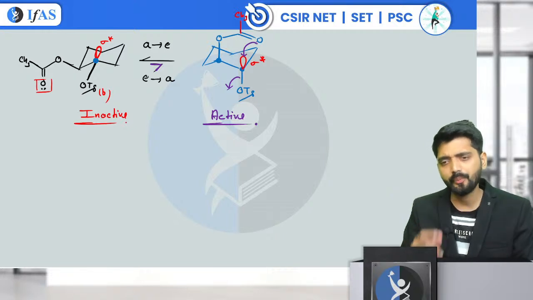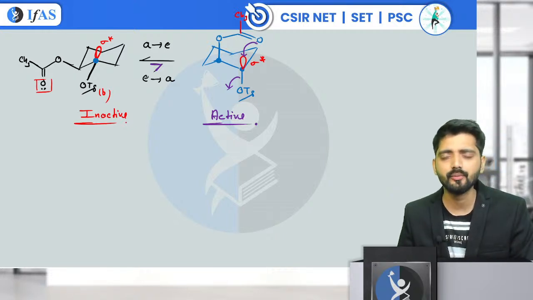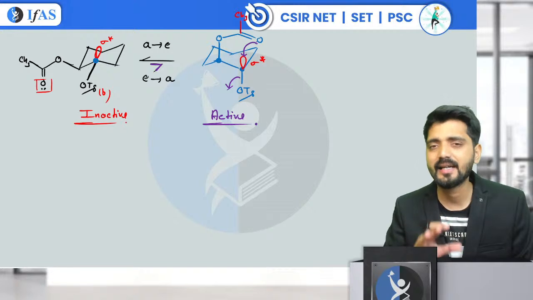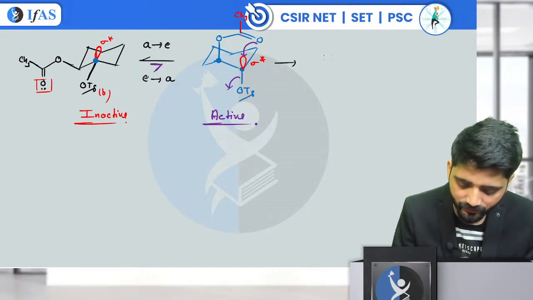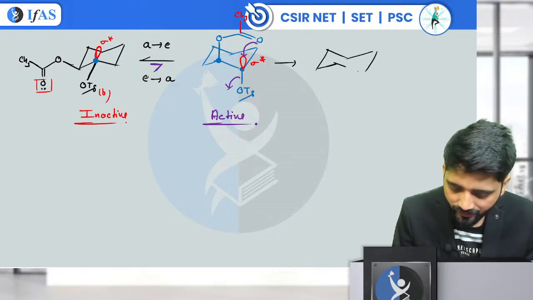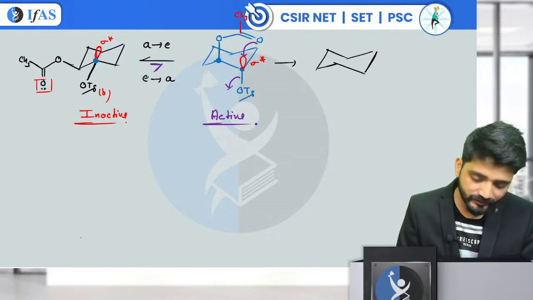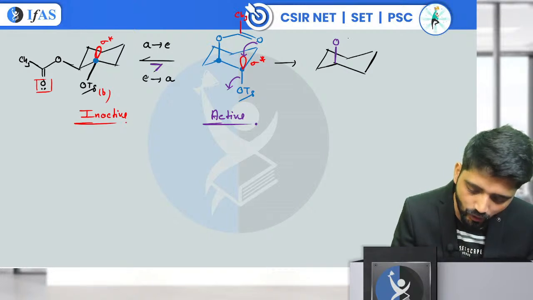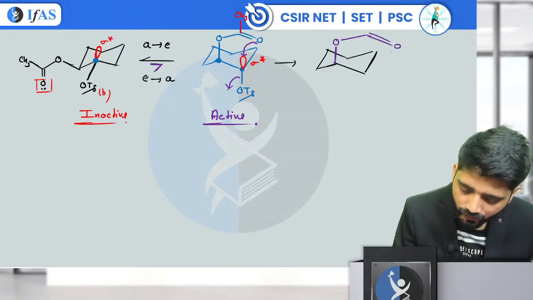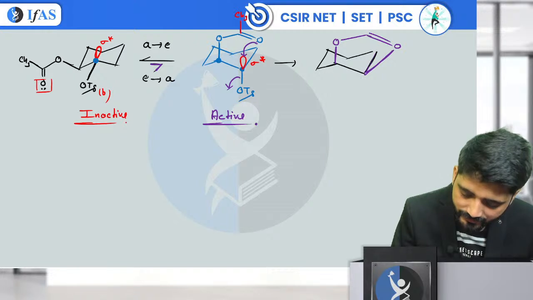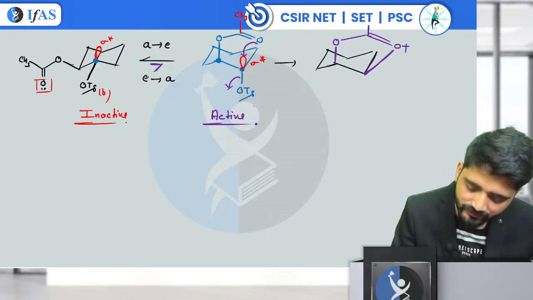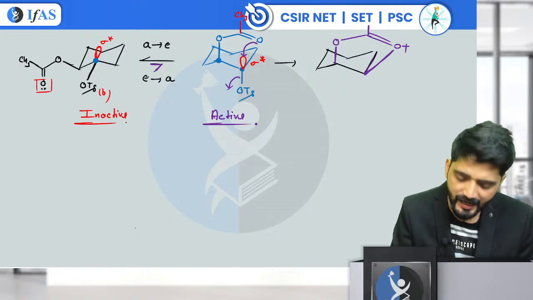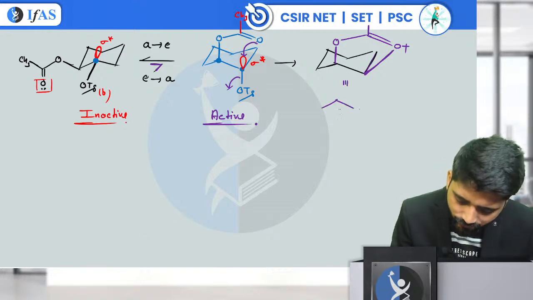Now, once the group has attacked, the OTs is going to be removed and we are going to generate a cyclic intermediate. So, how is the cyclic intermediate going to look, sir? Let's see. We have a chair form. From this center, we have, above the plane, an oxygen group. A bond has been formed at this center. This forms three bonds, so it will have a positive charge and a CH3 group will be present here. I can convert this into a normal chair form, or a normal cyclohexane form.